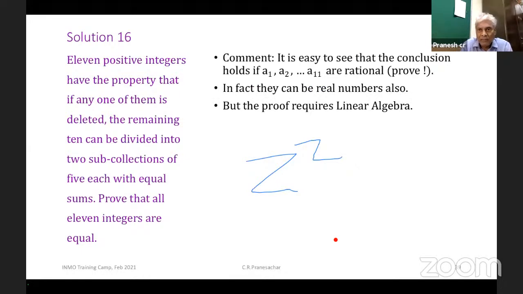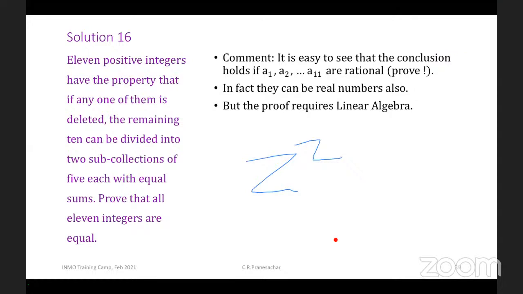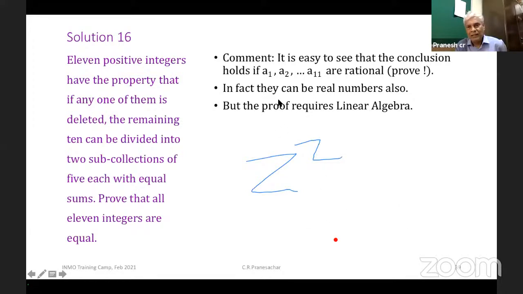How do you prove it for rational numbers? Sir, we will take the LCM of the denominators Q1, Q2 up to Q11 and multiply it by the whole. Exactly. Take the LCM of the denominators and multiply all the numbers. The property P is still true. Therefore, all the multiplied numbers are equal. Therefore, those numbers will be equal.